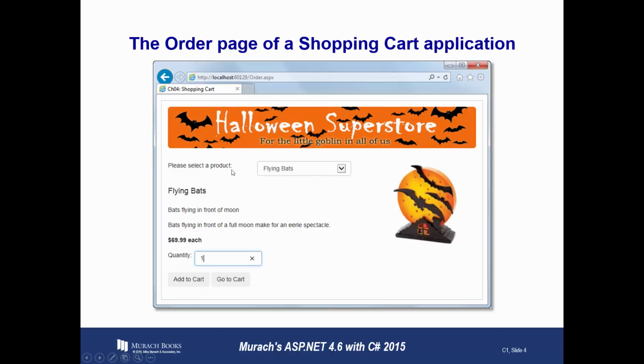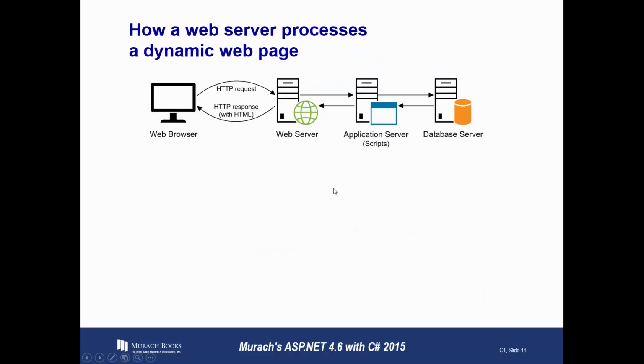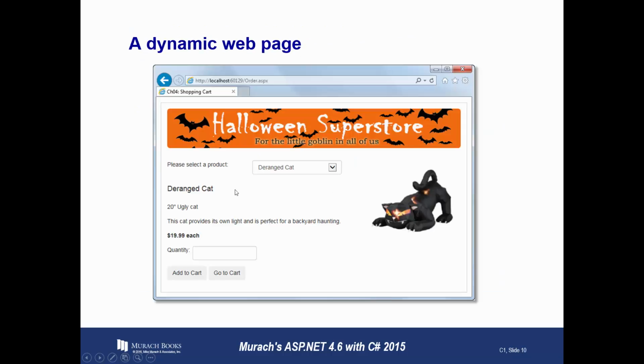Now, you already saw one like this because this is the same page that we saw at the beginning here. The only difference is rather than choosing flying bats, we have now chosen deranged cat. So again, that changed, which meant the picture changed, which meant the large heading and small heading information changed, and in this case, the price changed.